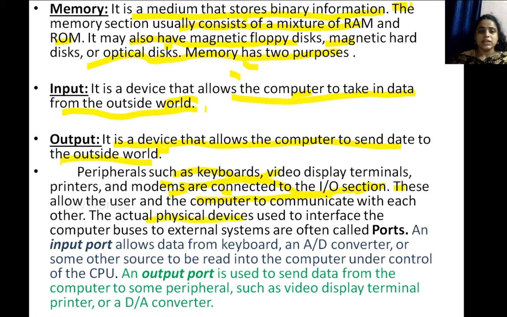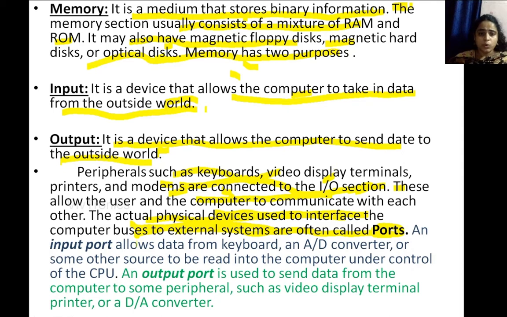The actual physical devices used to interface the computer buses to external systems are often called ports. So what is a port? A port is a physical device which is used to connect our system buses, from our microprocessor buses, to an external system. Those are called ports.